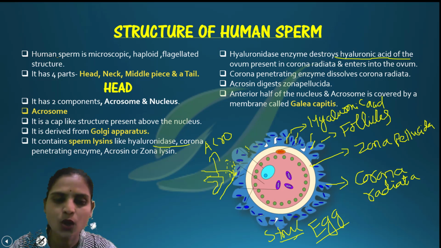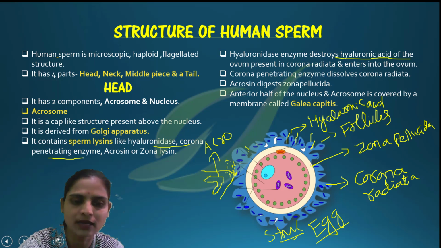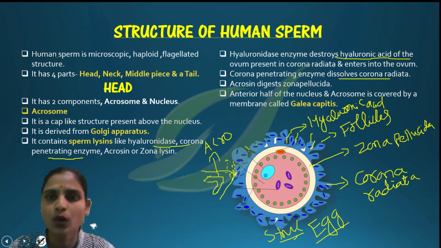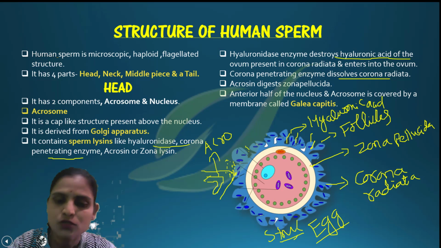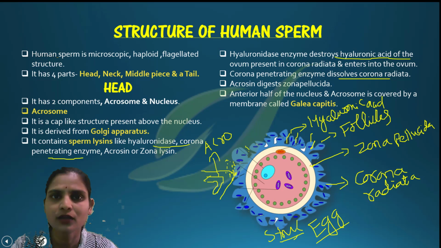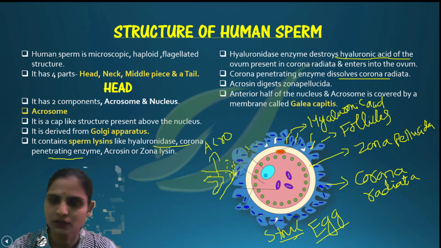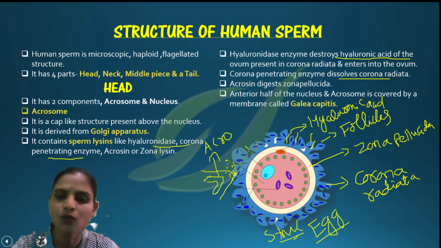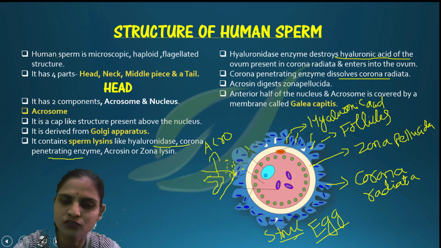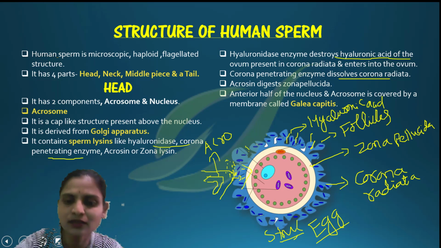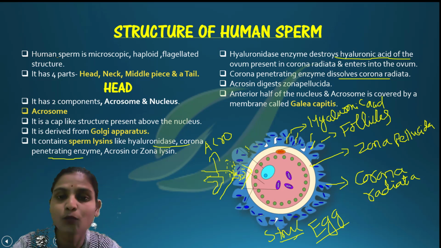The next enzyme is the corona penetrating enzyme. This enzyme dissolves the corona radiata. As the follicles get separated, the corona penetrating enzyme easily dissolves all the cells of the corona radiata, so that the sperm can enter inside. The sperm can move in a little bit.